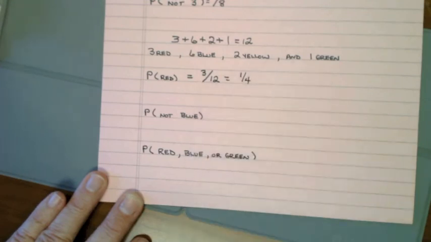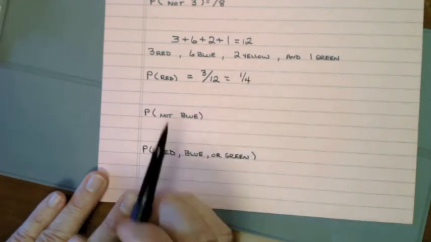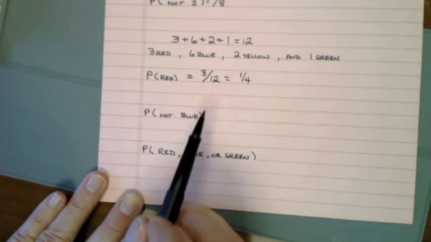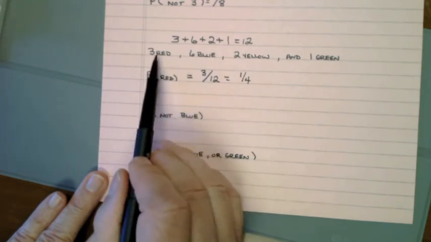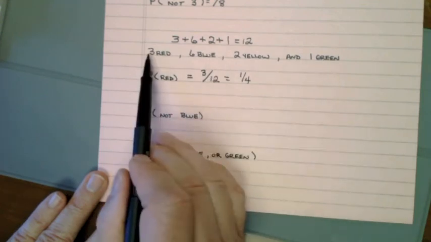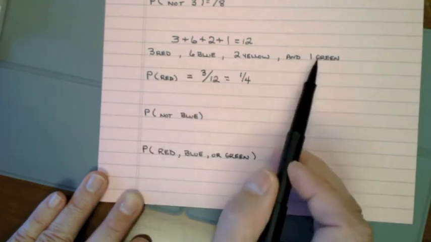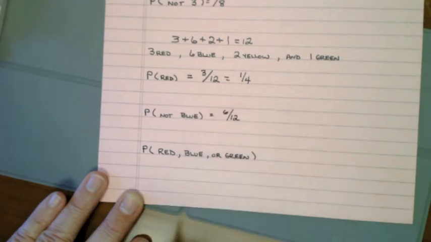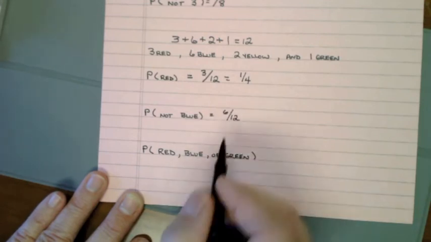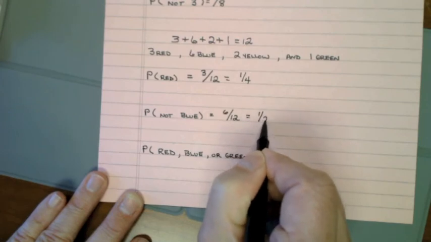Reduce that to 1/4. How many are not blue? This is how many are blue. There's 6 of them that are blue. That means I add up the rest of these. 3 plus 2 is 5, plus 1 is 6. There's a total of 6 that are not blue out of the total of 12 that there are. I reduce this to 1/2.